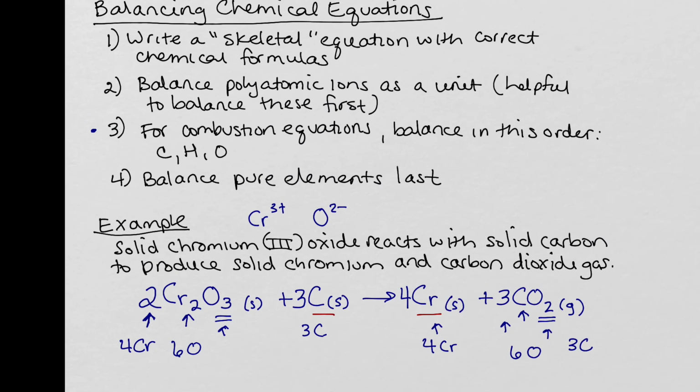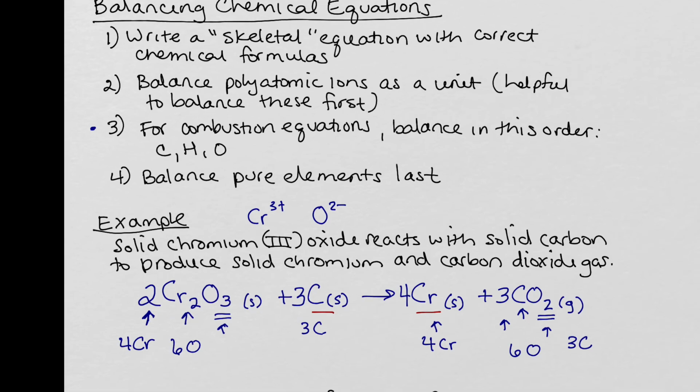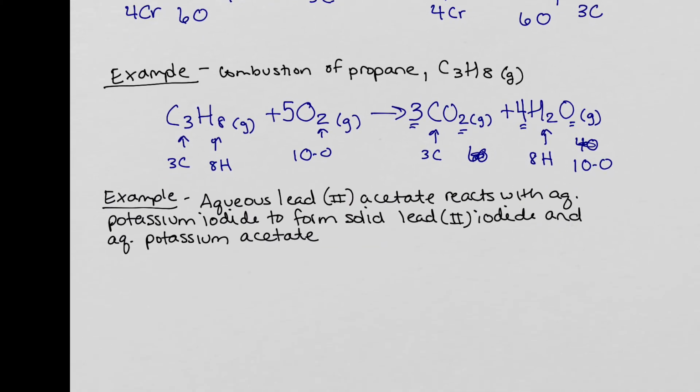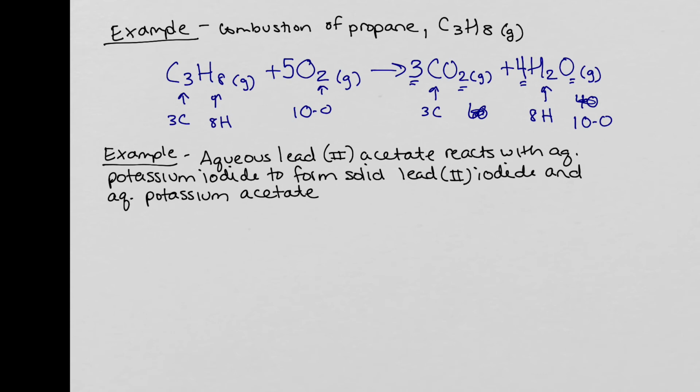One of the tips I said was for polyatomic ions, balance them as a unit, and I'll show you what that means. And it's also helpful to balance those polyatomic ions first, rather than doing any of the other elements in your equation. So in this example, aqueous lead 2 acetate. So first we need to write our correct skeletal equation. So we have to figure out what are the chemical formulas of these compounds.